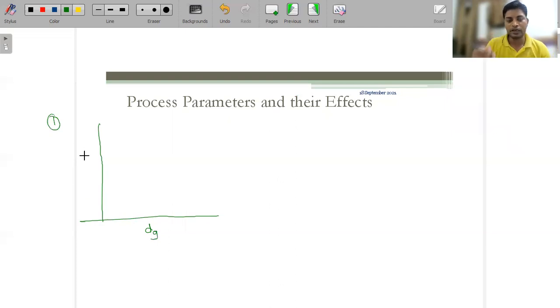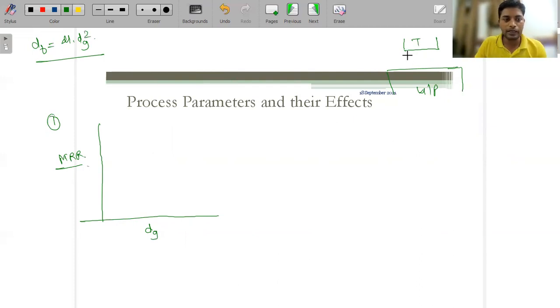Okay, diameter of the grit. I already told you that dB will be equal to mu into dg square, so there is no need to worry, or you can also write dB. And this is the material removal rate. So if we are talking about this one, this is the workpiece, and this is the tool.